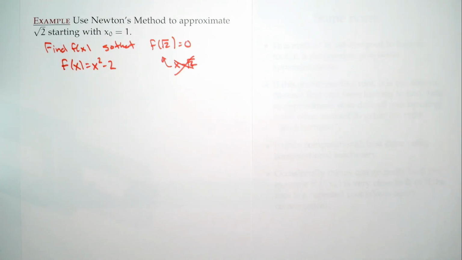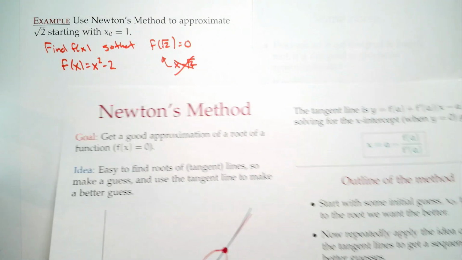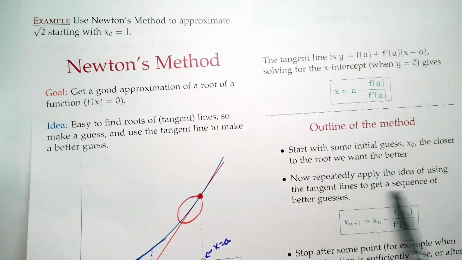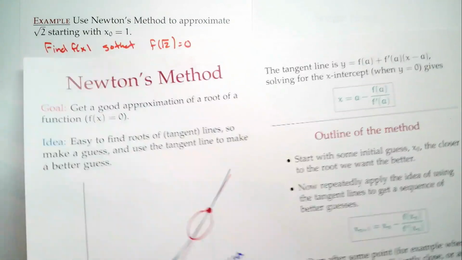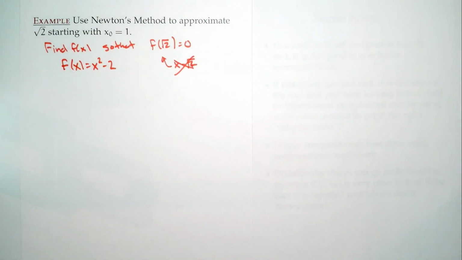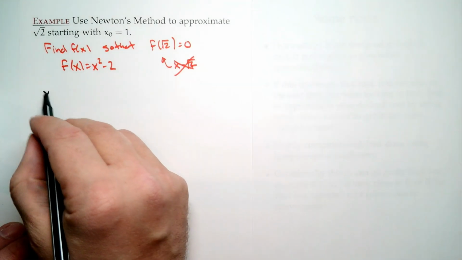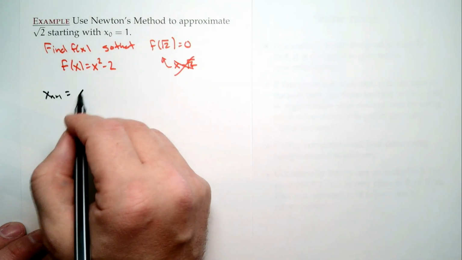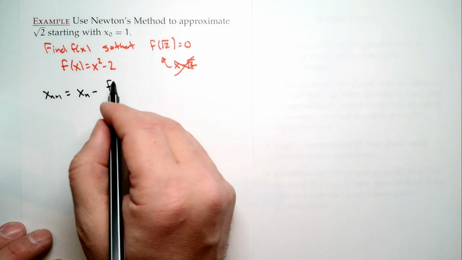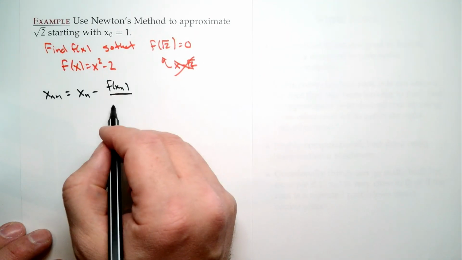Okay, so now we have our function to work with. The next thing we need to do is to write down this pattern. I'm talking about this pattern right here. So we're going to take our xn plus 1. I'll write it down here again for reference. xn plus 1 is equal to xn minus f of xn divided by f prime of xn.